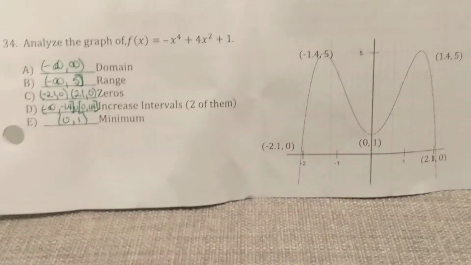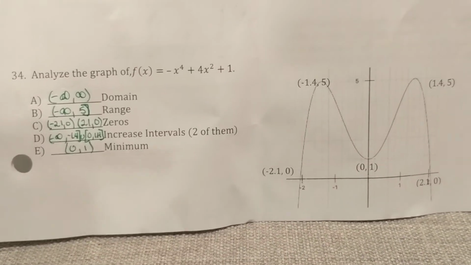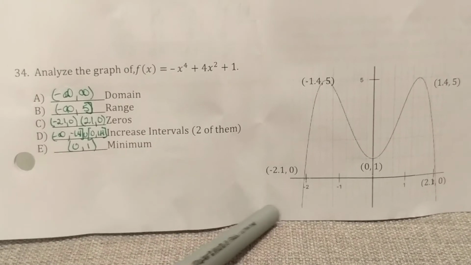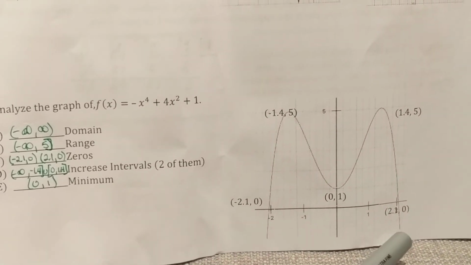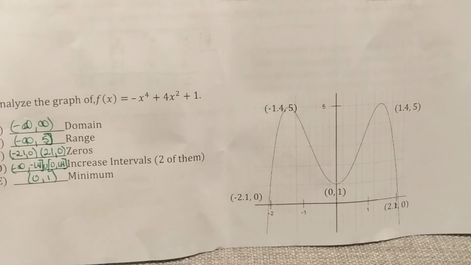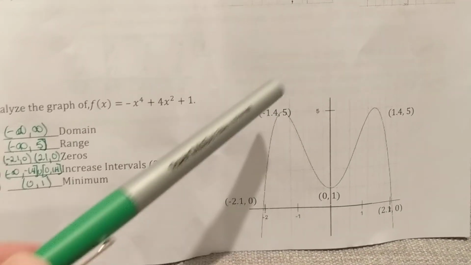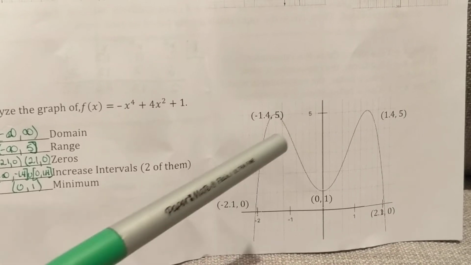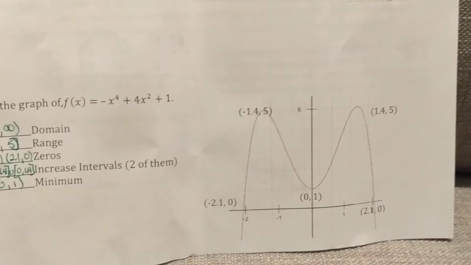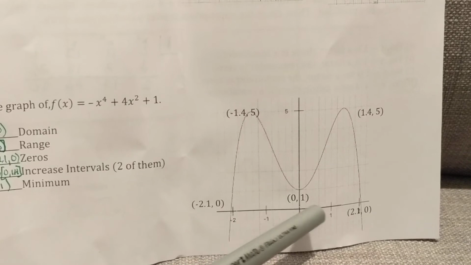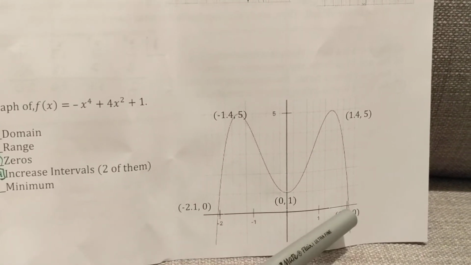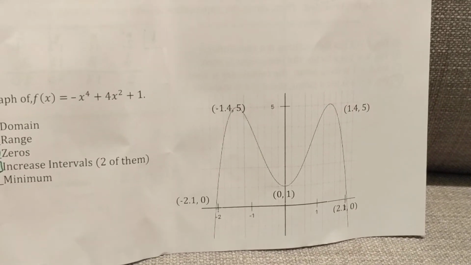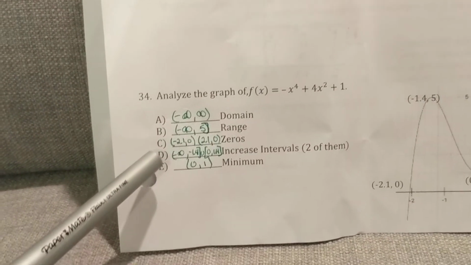Number 34, here we have an analyzing the graph, and we notice that the domain is negative infinity to infinity because the graph goes left forever because it's going to the edge of the graph, and right forever. It doesn't stop, it keeps going on. The range, from the bottom to the top, y values, is negative infinity to 5. The zeros, these are our two zeros, negative 2.10 and 2.10. Those are the zeros for C.